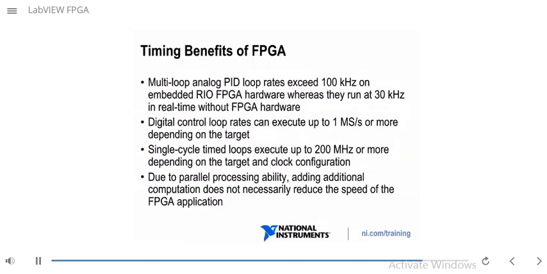On FPGA, there's also this concept of a single cycle time loop. With those, you can execute things up to 200 megahertz or more, depending on the target and the clock configuration. We'll talk about single cycle time loops more in a later lesson. Also, as we saw before, due to parallel processing ability, adding additional computation or additional loops does not necessarily reduce the speed of the FPGA application, because all these different loops and computations can be happening in parallel.